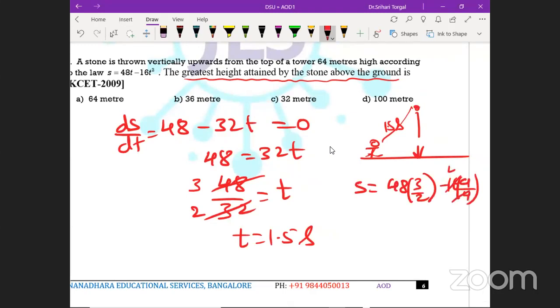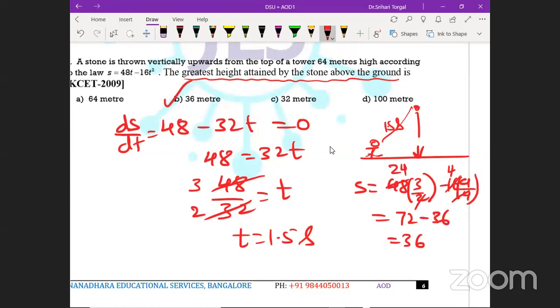4 ones are 4, 2 ones are 2, 24. 24 threes are 72 minus 9 by 4, right? 9 fours are 36. Answer is 36. 36 meter it is traveled.